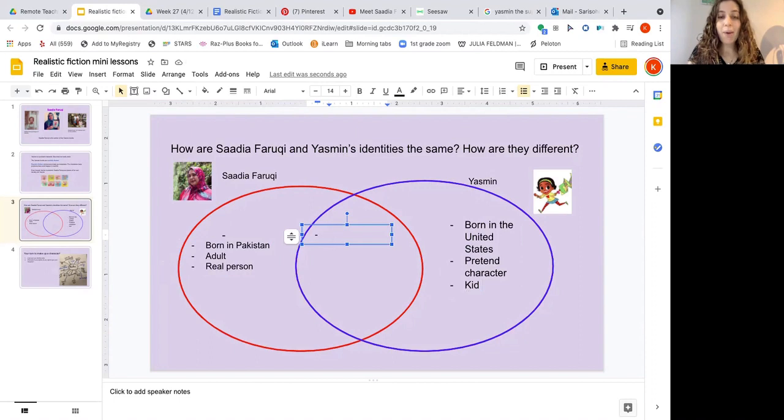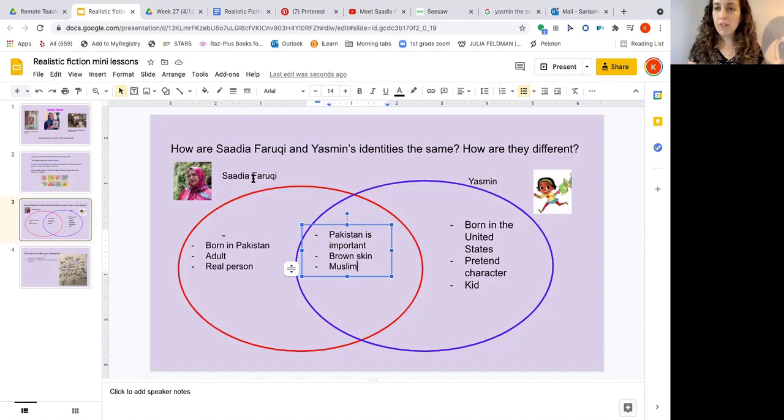People said that Pakistan is important to both of them, right? And that even though Yasmin wasn't born there, it's important to her. Both Sadia Faruqi and Yasmin have brown skin, and they're both Muslim. That's their religion. So the fact of being Pakistani, having brown skin, being Muslim must be really important to Sadia Faruqi's identity, because she gave those parts from her identity to Yasmin.